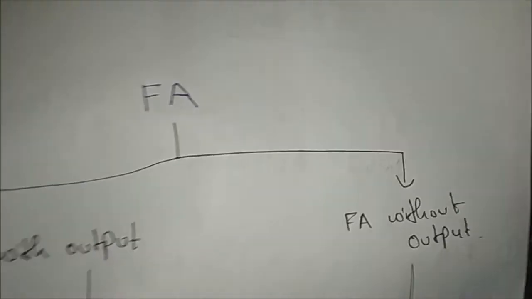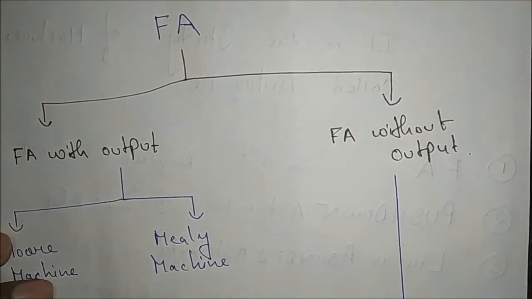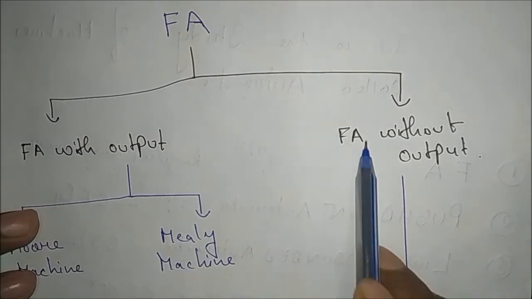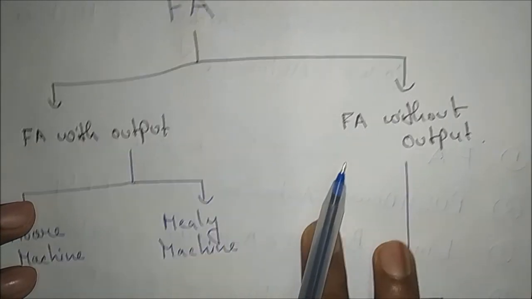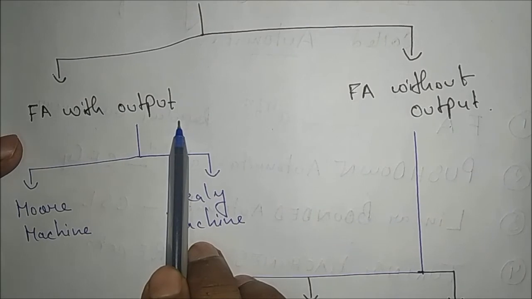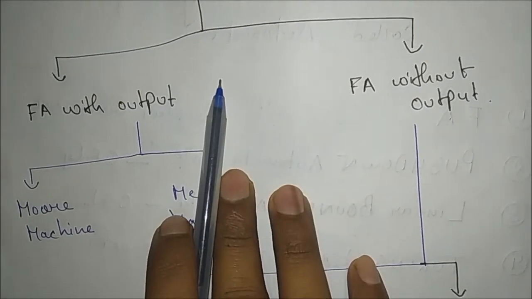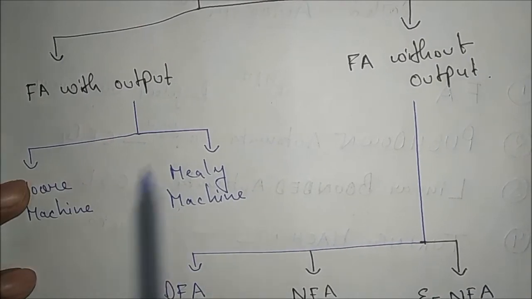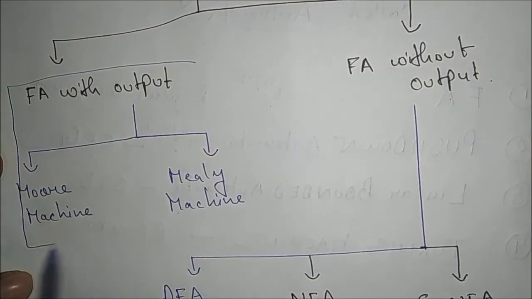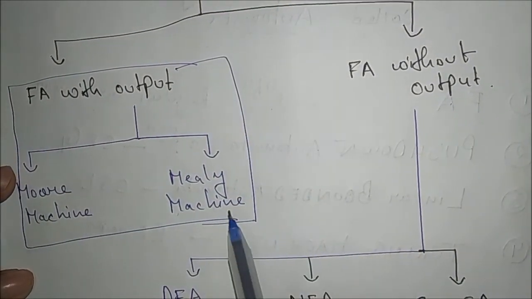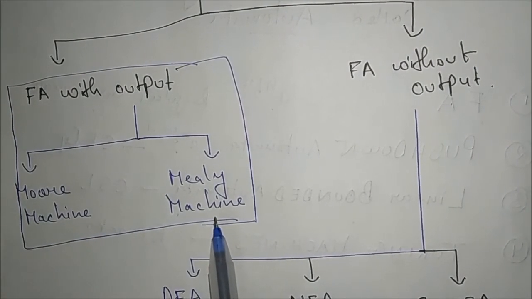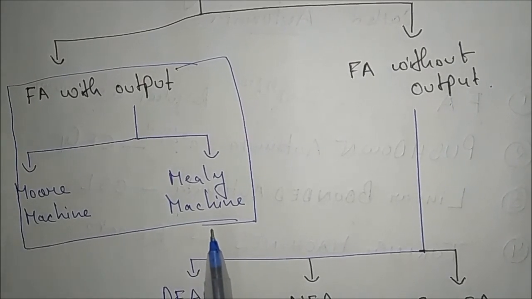Finite automata is divided into two types: finite automata with output and finite automata without output. Finite automata with output is divided into two types, that is Moore machine and Mealy machine. In the case without output, the machine will give an answer of yes or no: whether the string is in the language, whether the string is accepted by this machine or not.